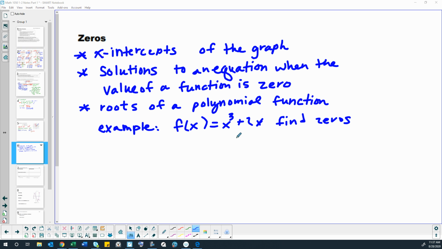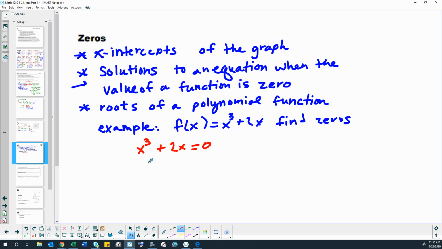Okay, here's our example. Let's see if this is going to work a little better. We've got the equation x cubed plus 2x. We want to find the zeros. To do that, we are going to use the second item I listed here: the zeros are the solutions to an equation when the value of the function is 0. Just like we solved the problem at the beginning today from example 1, we're going to set this equal to 0 and find the solutions, because those are the zeros.